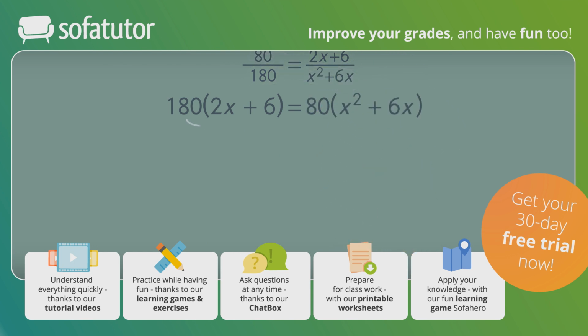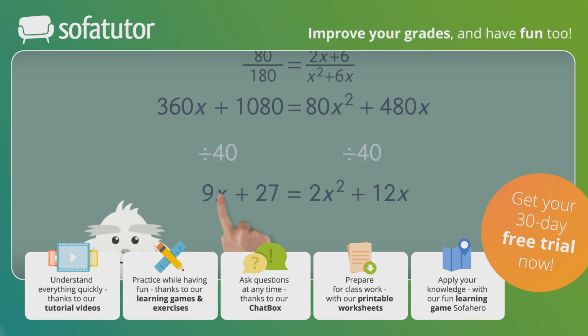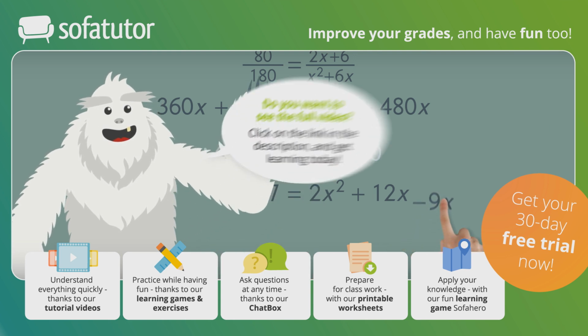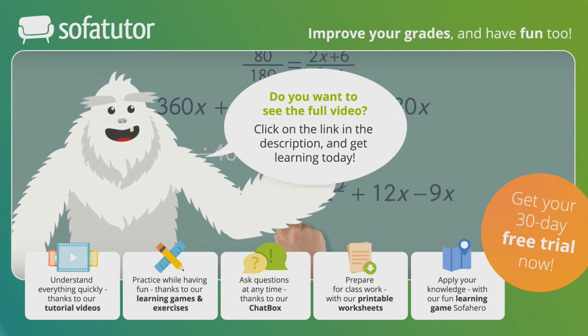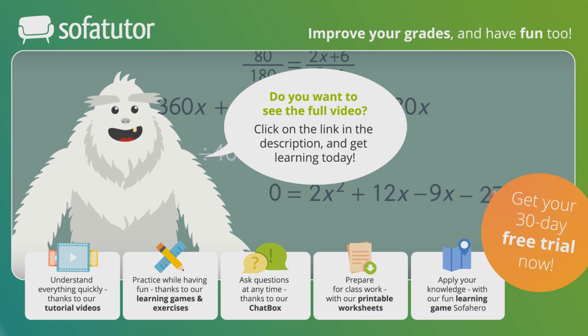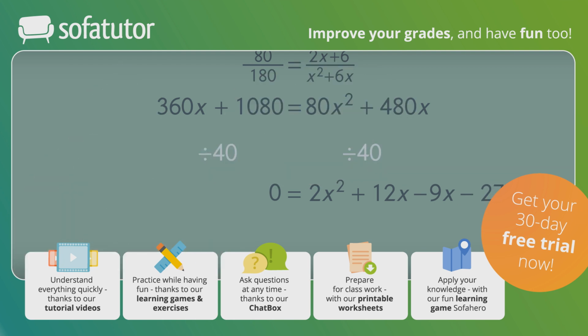Just use the distributive property again. All terms are divisible by 40, so we divide both sides by 40. Next, we bring the equation into standard form and simplify by combining like terms.